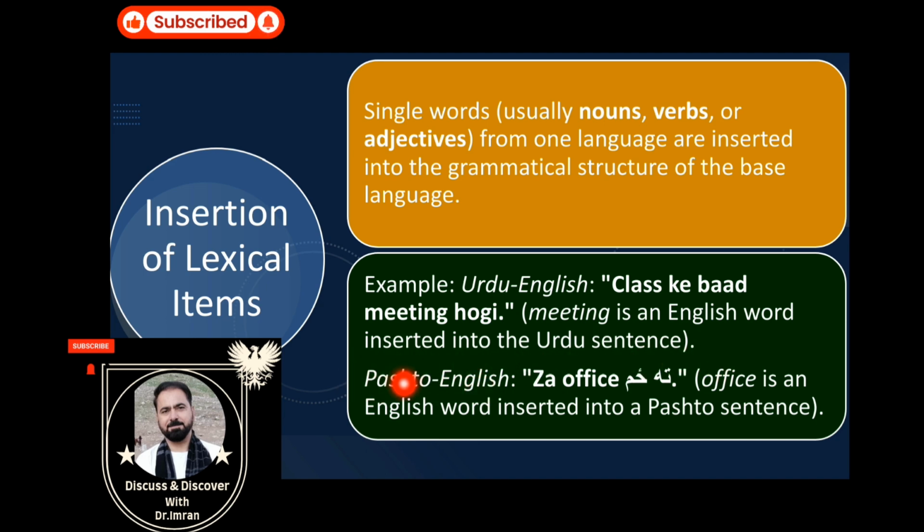Or Pashto-English, we say "the office tazam". So the is subject, office is object, tazam is verb. Here we are using Pashto syntactic structure. So office is an English word inserted into a Pashto sentence. So this is just insertion of words like nouns, verbs or adjectives.